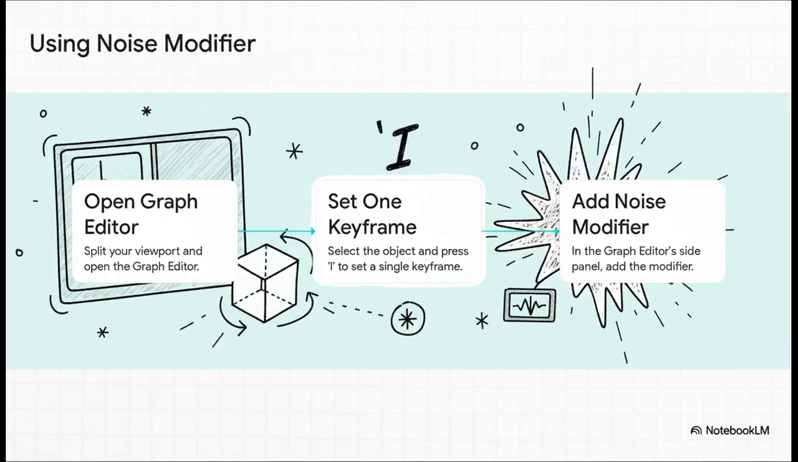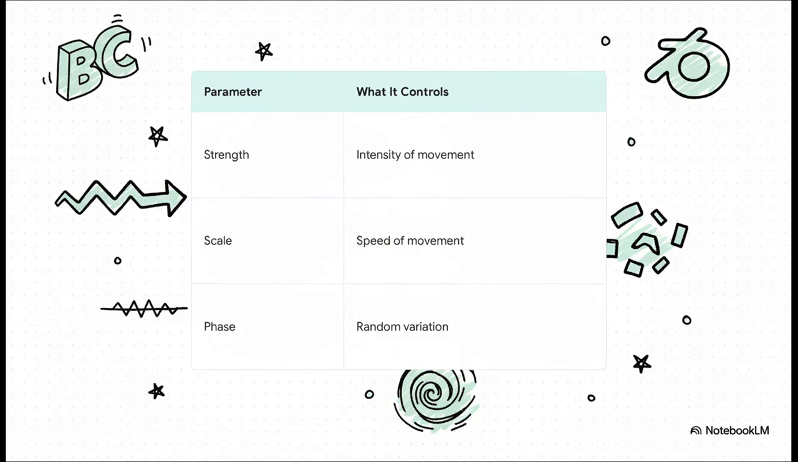So to use it, all you have to do is set one single keyframe on whatever property you want to animate, let's say location. That makes it show up in the graph editor, and from there, you can just add the noise modifier to it. And you really only need to play with these 3 sliders to get complete artistic control. Strength is how intense the movement is, scale is how fast it is, and phase just randomizes the whole pattern.